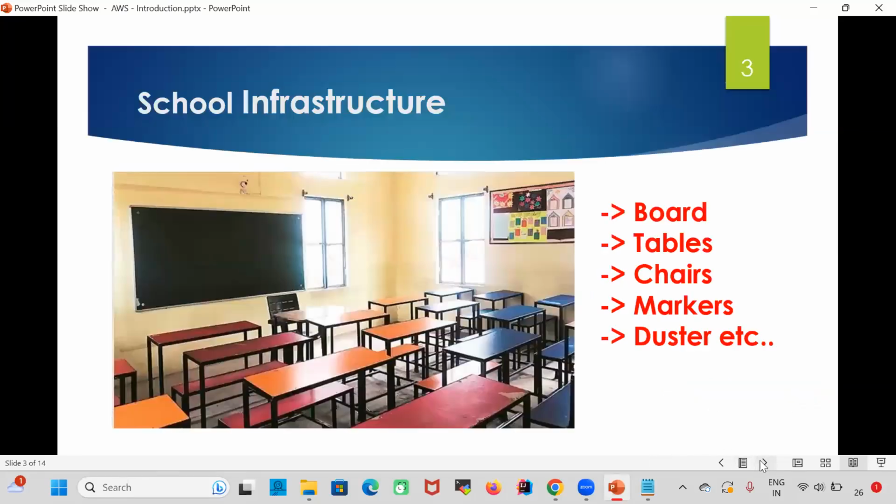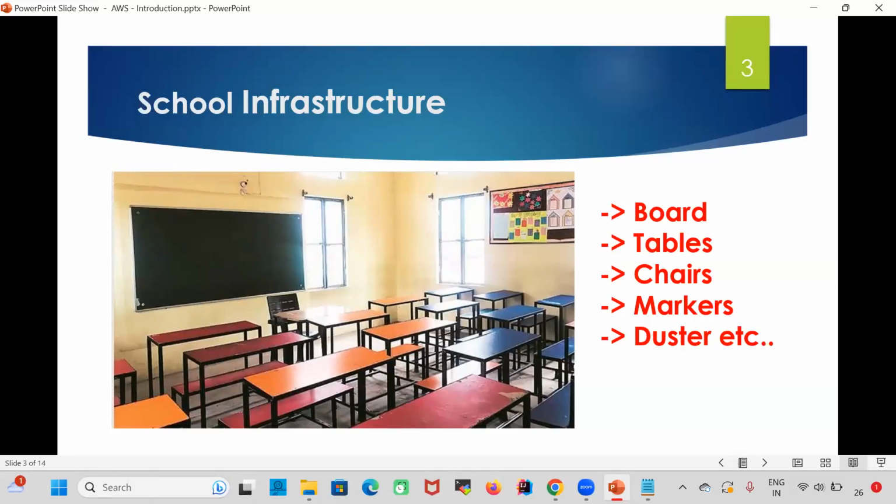So let's take a simple example. If I want to start one school, then I need to set up our classrooms like this. We need to take a room. We need to set up tables, chairs, markers, dusters, and boards. So this is the infrastructure required to run one school.